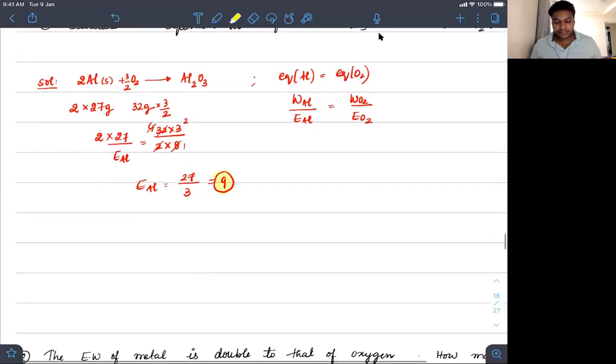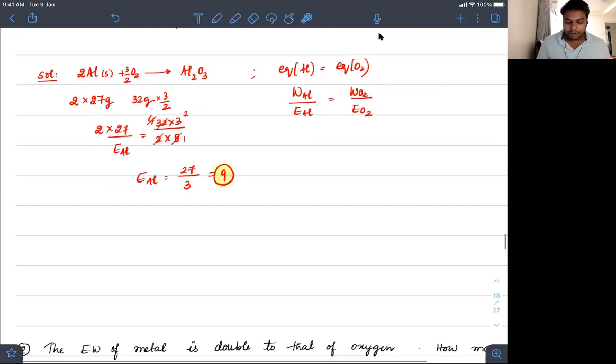Okay, this is method number 1, where you can assume, based on the balanced equation, what moles of this weight will have. For 2 moles, how much weight will have. For 3/2, how much weight will have. Based on that, you are calculating the equivalent weight of aluminum.